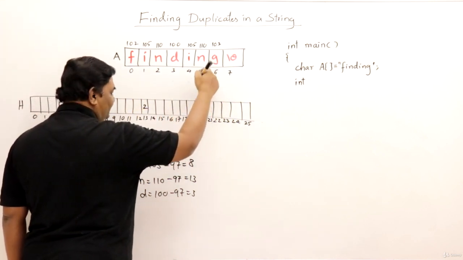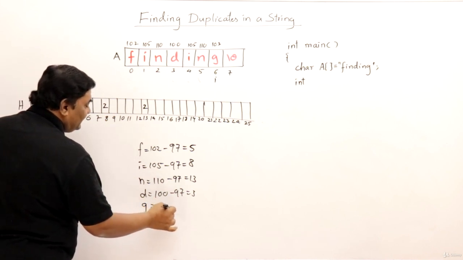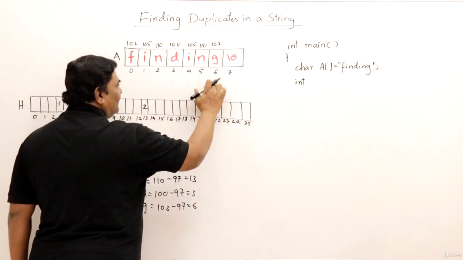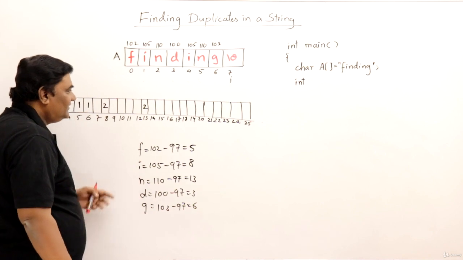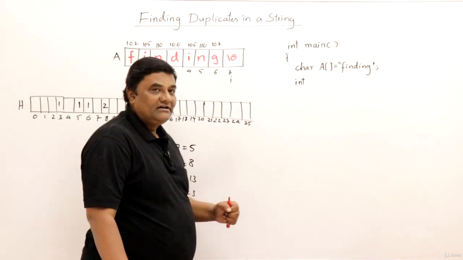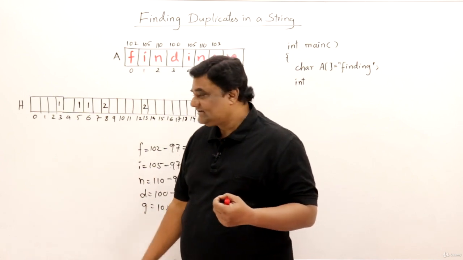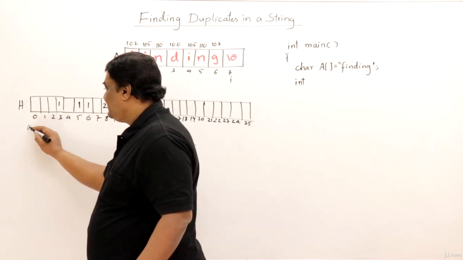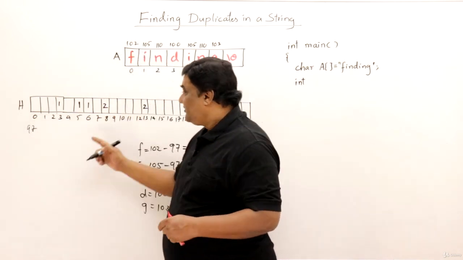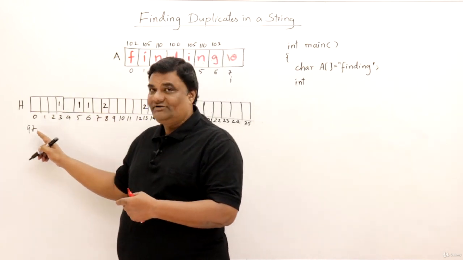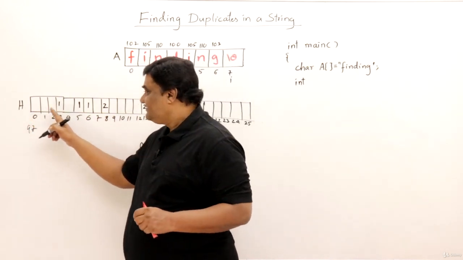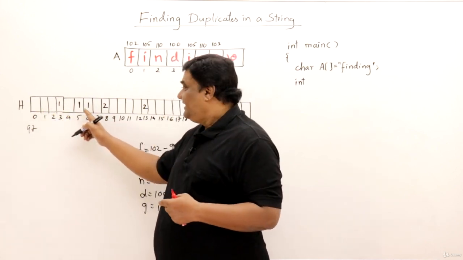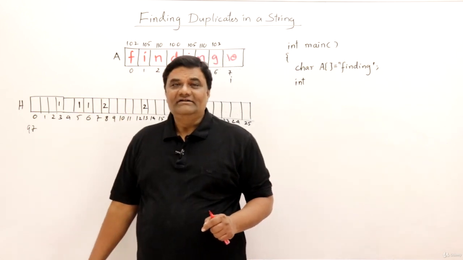Then next is G. G's ASCII code is 103, minus 97, so this is 6. Go to index 6 and increment it. Then next is null. So that's all. We have finished the string. Now we have the counting of all the alphabets. See, the first is representing 0. 0 means 0 plus 97, because we have subtracted 97. Now add 97 to this one. 97, A is 0 times. Then plus 1, 98, B is 0 times. C is also 0 times. D is 1 time. Likewise, we know the counting of each and every alphabet in the string.